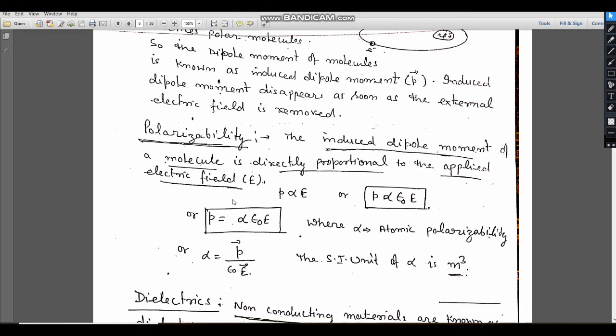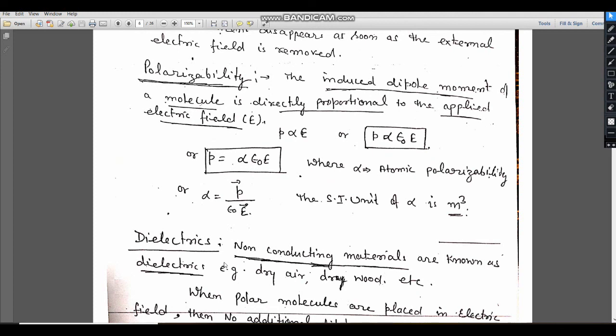Next, polarizability: it measures that the induced dipole moment of a molecule is directly proportional to the applied electric field. P is directly proportional to E. So the dipole moment P is proportional to epsilon naught E; epsilon naught is used because it is in a vacuum. So P is equal to alpha epsilon naught E, where alpha is the atomic polarizability and epsilon naught is the permittivity of the vacuum. Alpha is equal to P upon epsilon naught E, and the SI unit of alpha, the atomic polarizability, is meter cube.